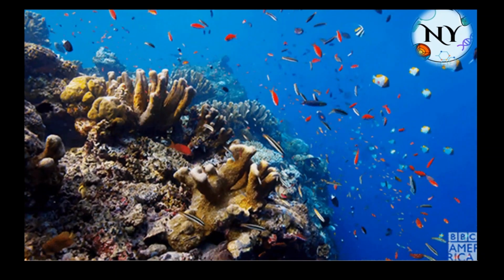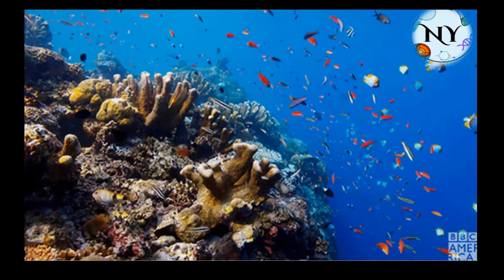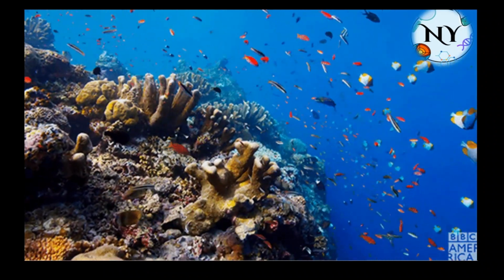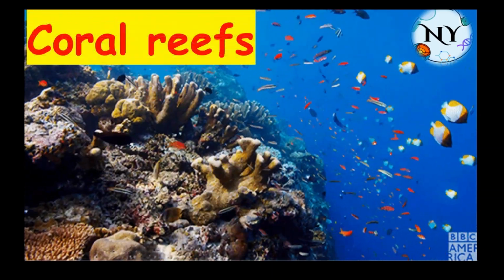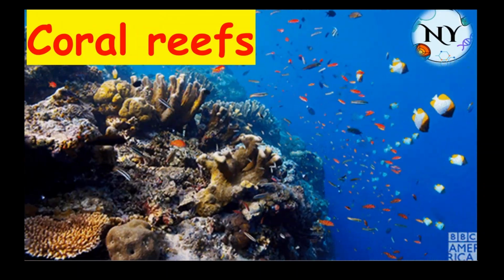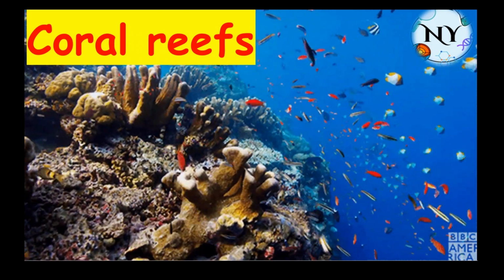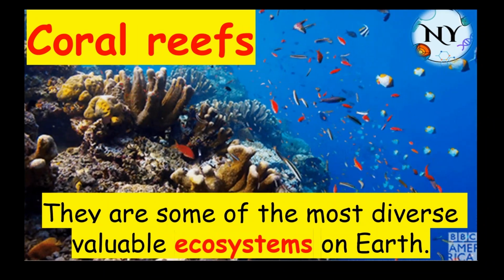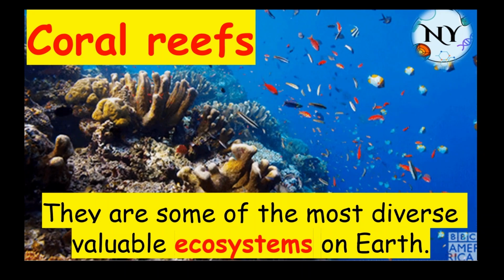So, as we can see here, there are a lot of fish, and we have here coral reefs. I think most of you have seen these organisms before. These organisms are known as coral reefs. We have a lot of coral reefs in the Red Sea in Egypt. They are some of the most diverse, valuable ecosystems on Earth.